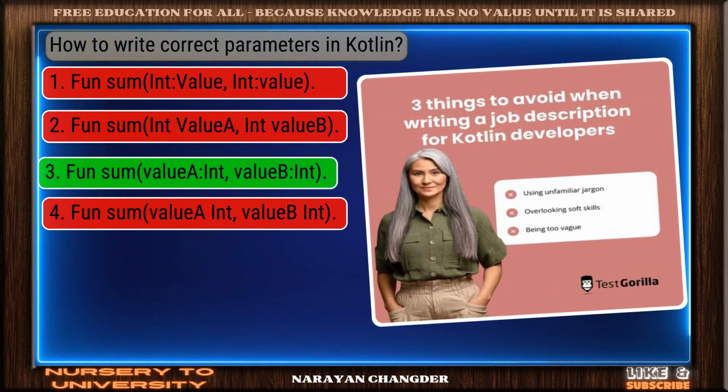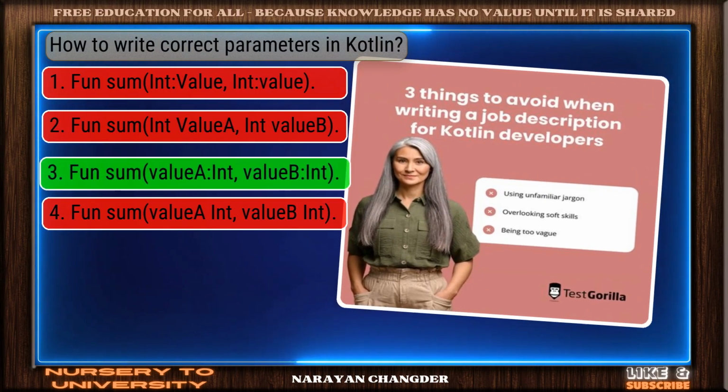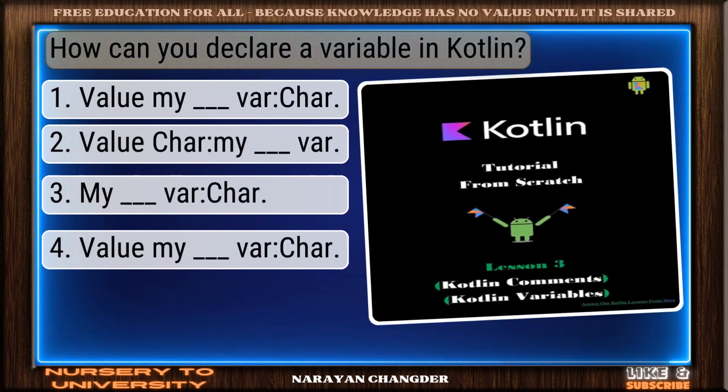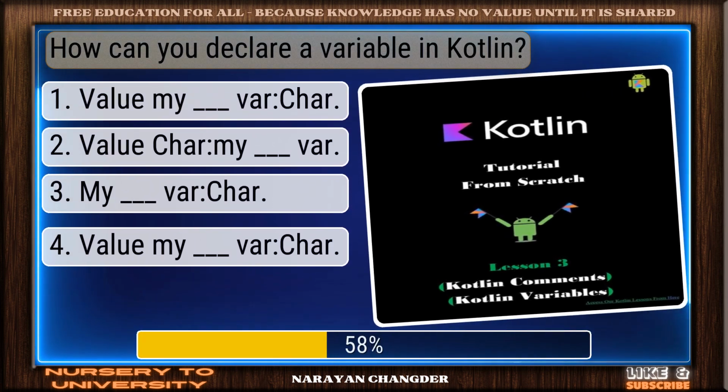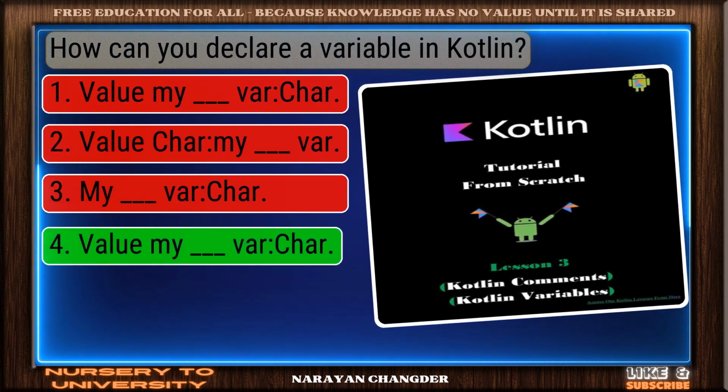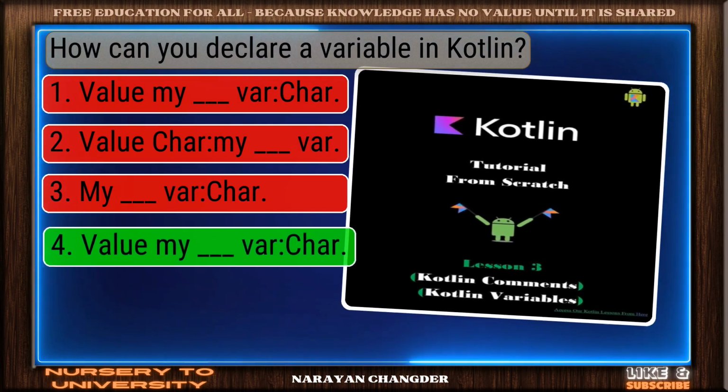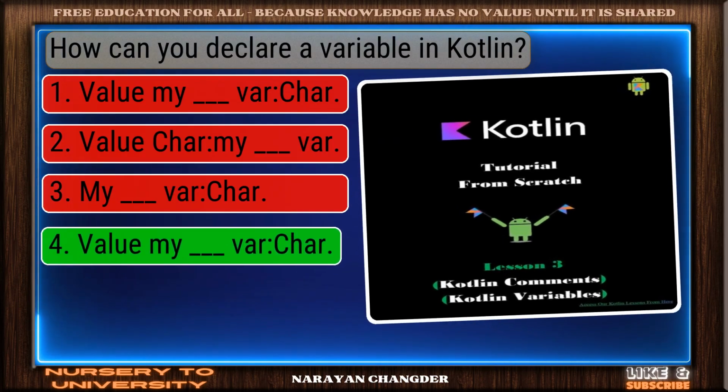You chose fun sum, and it is correct. Question number 58. How can you declare a variable in Kotlin? Nice selection. Value, my dash var. Char is the correct and valid answer.